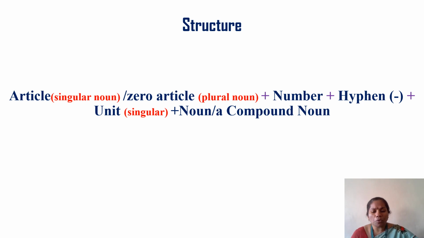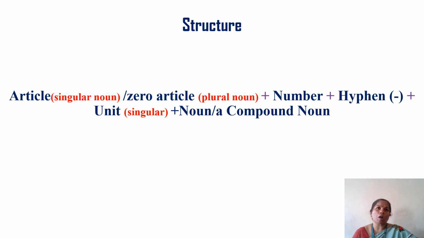This has to be followed by a number. Then immediately after the number, you have to give a hyphen punctuation. This punctuation has to be followed by the singular form of a unit. Then you have to place the noun or a compound noun. Sometimes you may have to place the noun, sometimes the compound noun. A compound noun is nothing but a mixture of nouns.